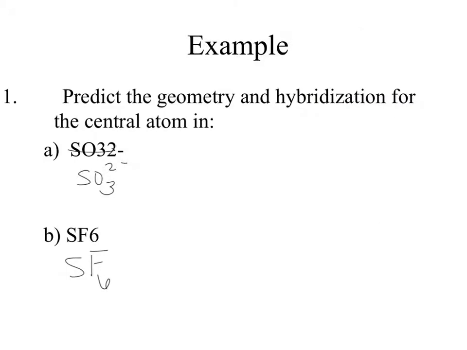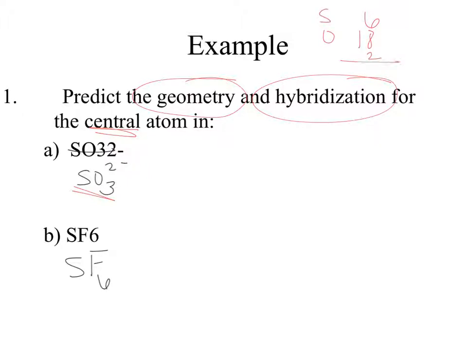So let's do an example. We're going to predict the geometry and then the hybridization for the central atom, that means the middle atom. First we're going to do SO3 2-, which is the sulfite ion, not the sulfate ion. So first we have to draw the Lewis structure. For sulfur, I have 6 valence electrons. Each oxygen has 6. 3 times 6 is 18. And then I have 2 extra. So that gives me a total of 26 electrons to play with here.